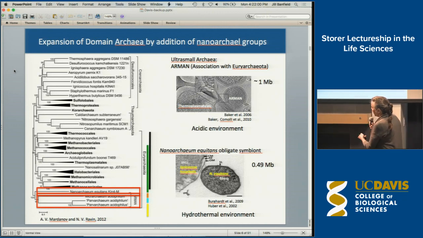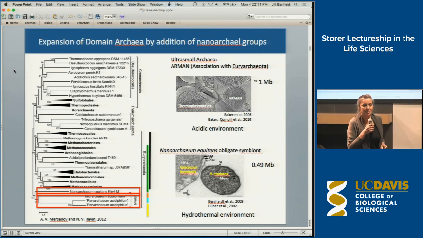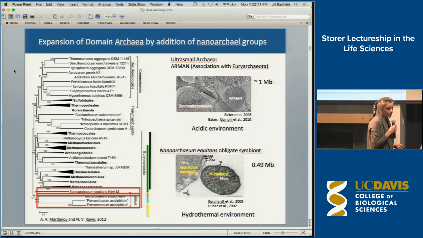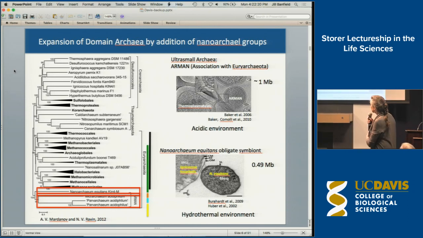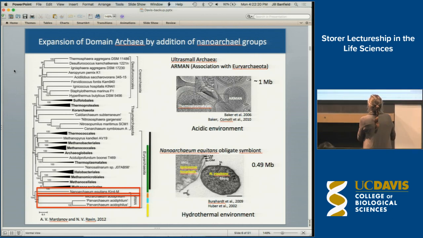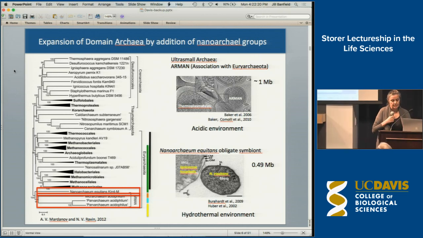And next to them, we have the most famous of them all, Nanoarchaeum equitans, an amazing organism that Karl Stetter's lab was able to grow in mixed culture with its host Ignicoccus. And so this is cited here. So now we went from one peculiar episymbiont nanoarchaean to two. Here again, the Armans growing in association with the Thermoplasmatales archaea, and here we have Nanoarchaeum growing with its host, again as an episymbiont.